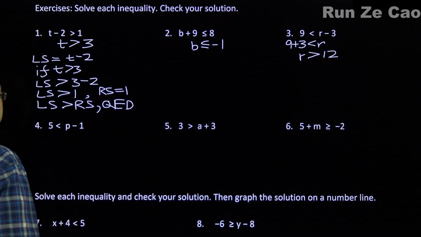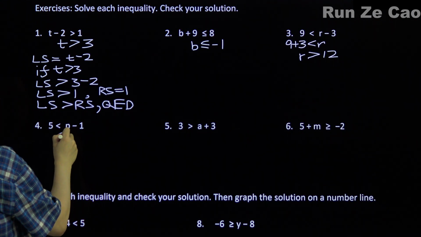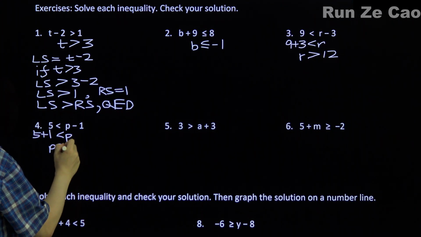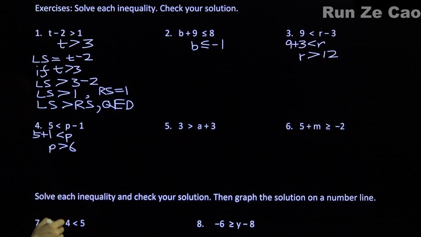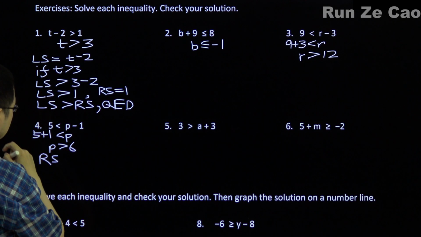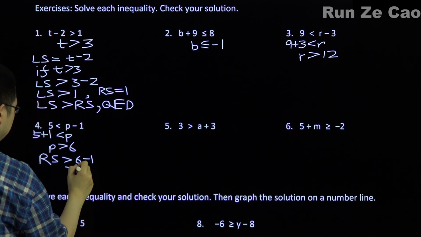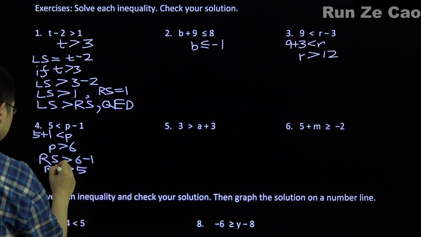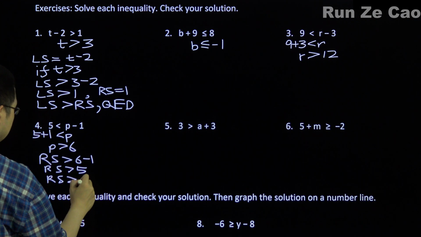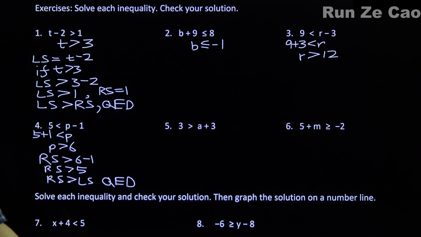So 5 is less than p minus 1. 5 plus 1 is less than p. P is greater than 6. Well, you would have right side is greater than 6 minus 1, which means right side is greater than 5. Right side is greater than left side. And that means we've shown that this is correct.